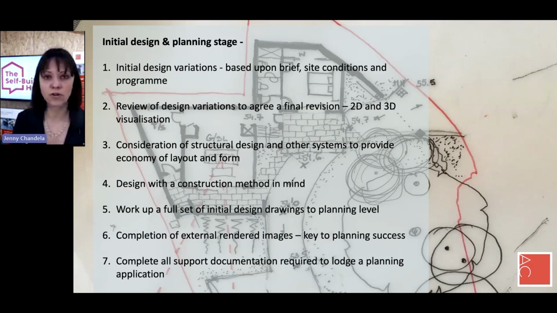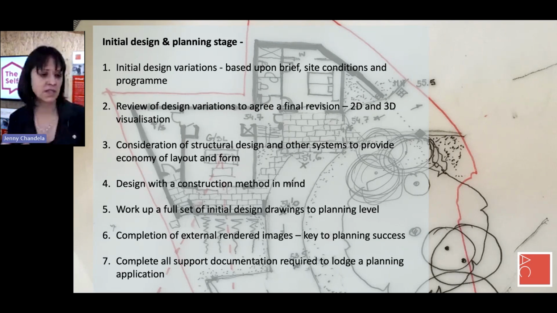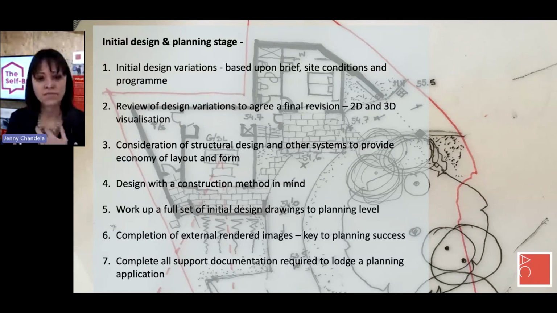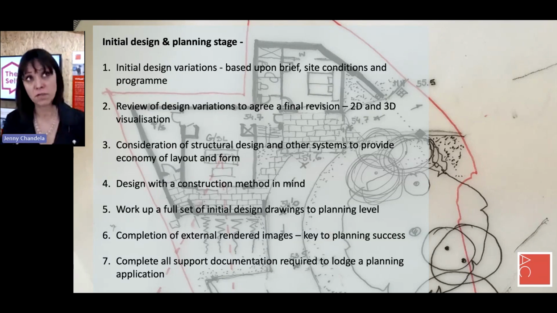And it's usually not one or the other. It's usually a combination and or something new. But those initial design variations will be based on your brief to achieve your brief. We look at those very quickly in 3D. We know that most self-builders are not going to be accustomed to looking at a 2D set of drawings.